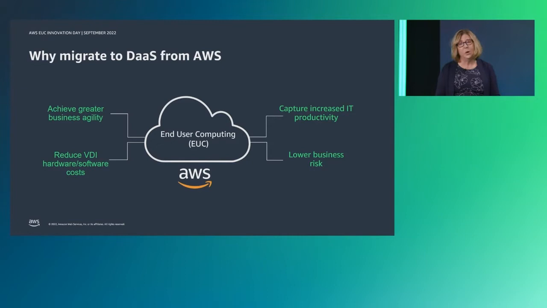And finally, organizations can also lower their business risk because you're now beneficiaries of the AWS data centers and its network, which is architected to improve your ability to meet core security and compliance requirements. You can also take advantage of multiple availability zone and region deployments to help ensure high availability and business continuity of your virtual apps and desktops.